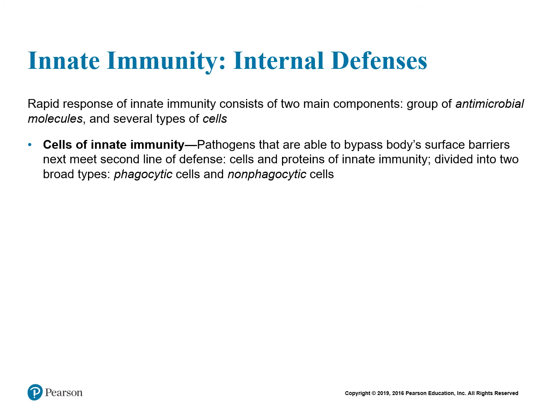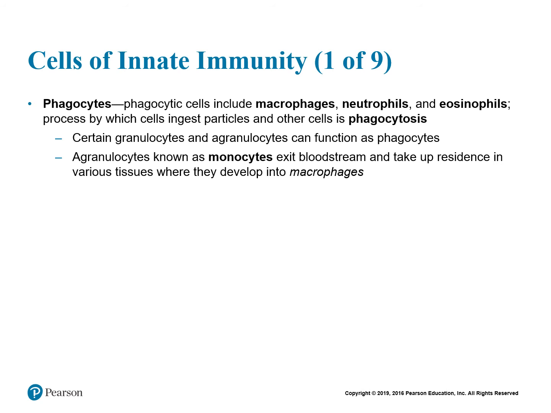You have your phagocytic and your non-phagocytic. Your phagocytic cells are the ones that take in things and digest them. Macrophages, neutrophils, eosinophils, they're all phagocytes because they ingest. So they encapsulate, absorb, and destroy. Some granulocytes and agranulocytes can function as phagocytes. But agranulocytes are typically what we call the monocytes, and they exit the bloodstream and go live in all of your tissues, where they develop into macrophages. So if something were to break your skin and your mucous membranes, these monocytes that have made their home in all of your tissues, like all over your skin and your legs, your face, become macrophages. So they have the ability to ingest anything foreign.